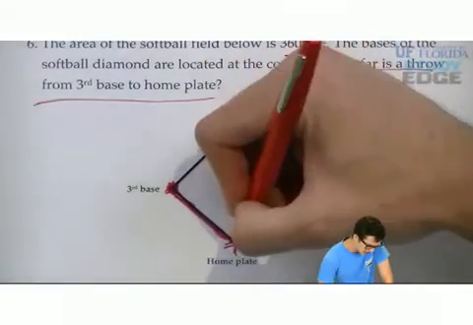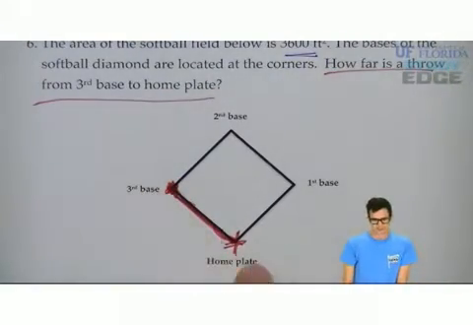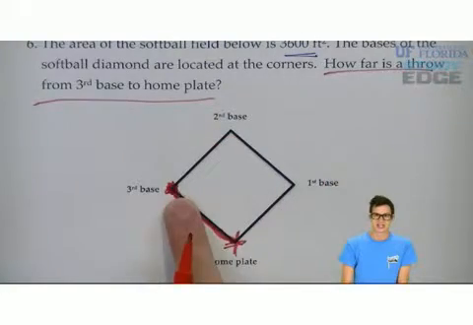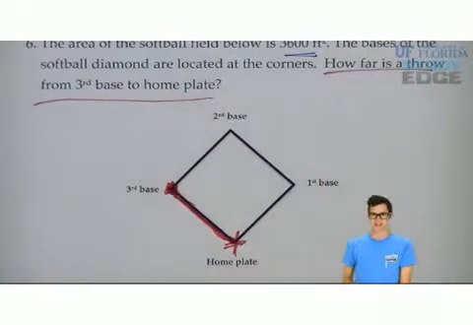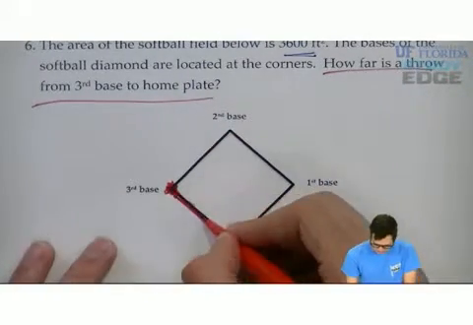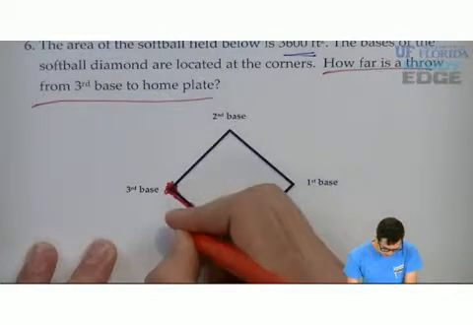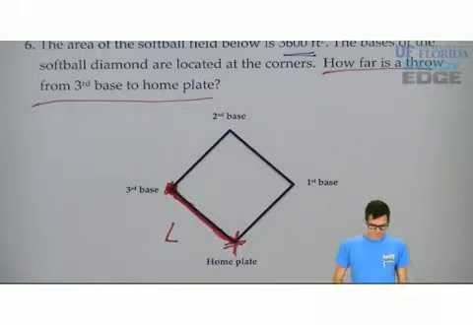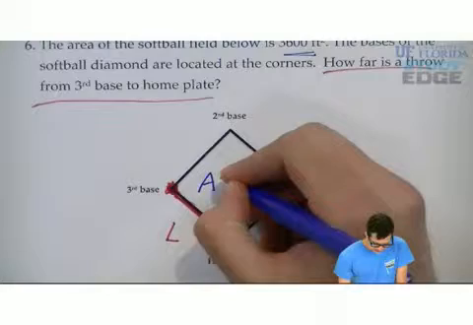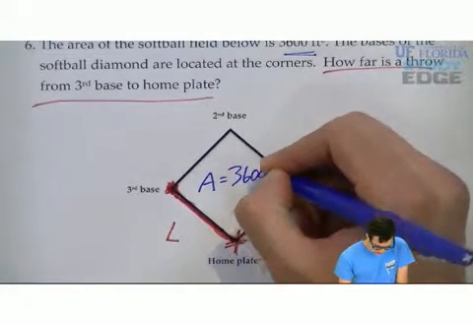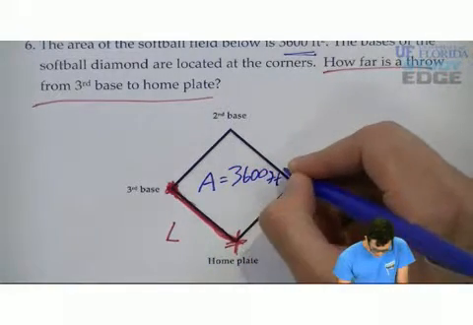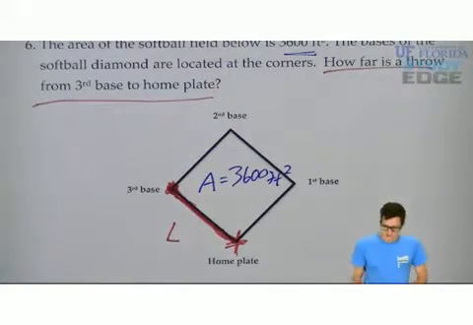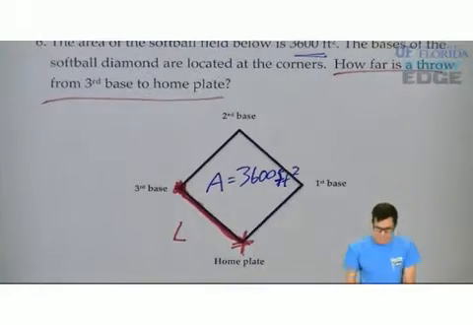But notice what I've colored in here is actually the length of the square created by these bases here. All right, so we've got a length for the square. Cool. Go ahead and call that L, and that's what we're looking for. We want to find that length. All right, so we have an area given to us. We're told that the area is 3,600 square feet. I'm running out of room. 3,600 square feet is the area.